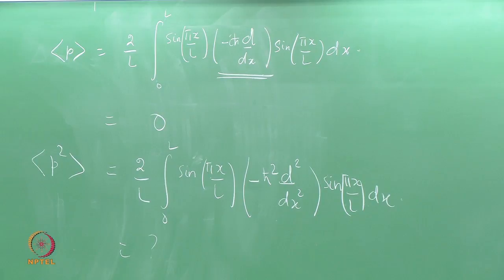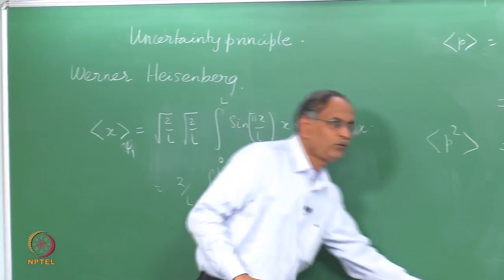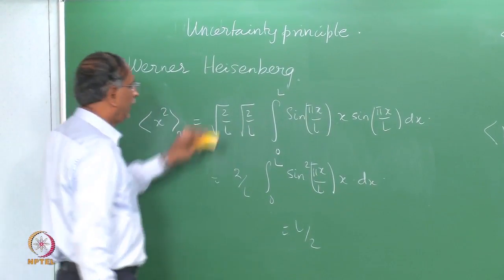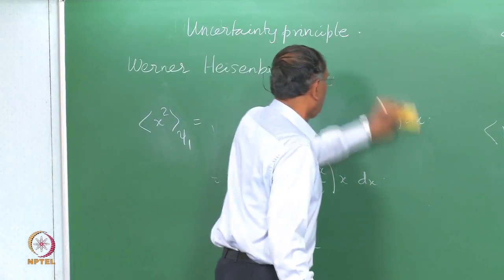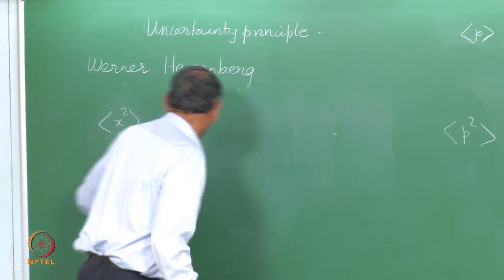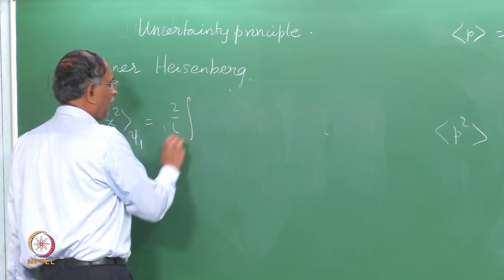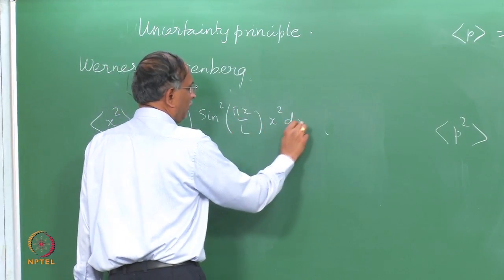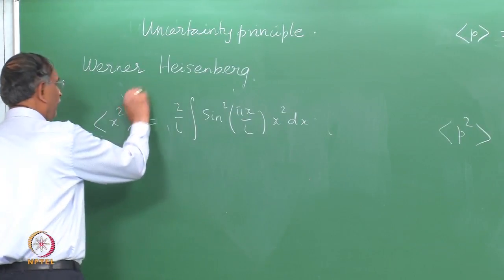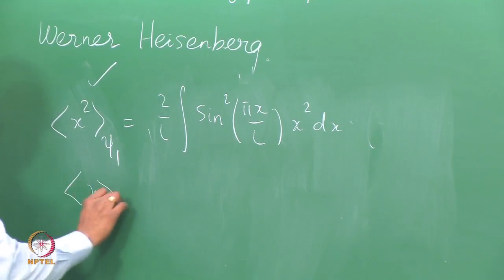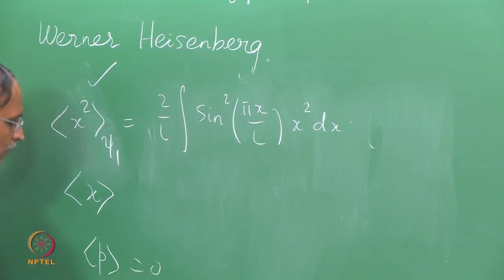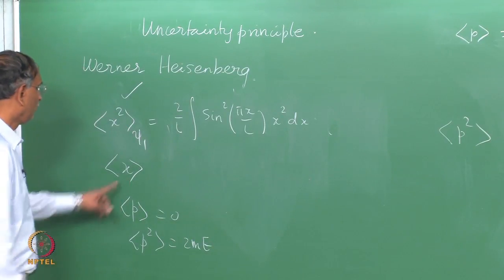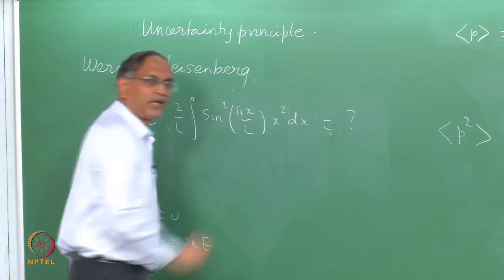What about the x squared? If I have to do x squared, all I need to do is the same thing. Write x squared on psi 1, and the integral that needs to be evaluated is the integral of 2 by L sine squared pi x by L times x squared dx. Therefore, you know the value of x squared, you know the value of x, you know the value of p as 0, you know the value of p squared as nothing but 2mE. This is the only integral that I have not calculated.